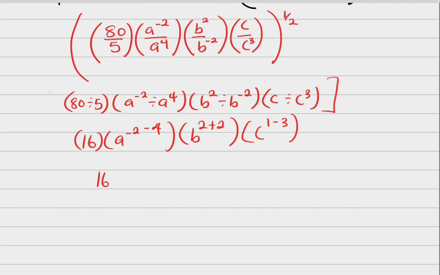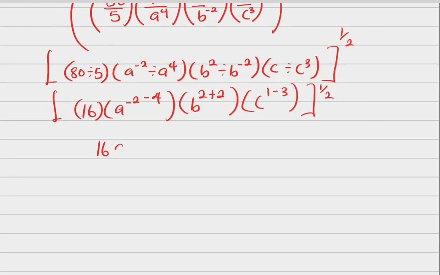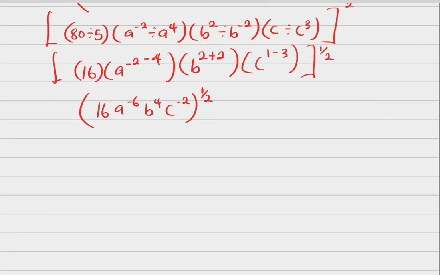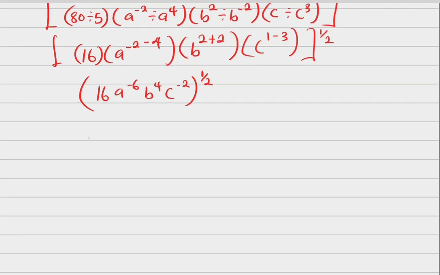My final answer on this note. Remember, don't forget, everything is raised to power 1 over 2, raised to power half here. So it's going to be 16, a raised to power minus 6, then b raised to power 4, then c raised to power minus 2, everything raised to power half. Now remember that law we talked about, indices in brackets, is going to play here. This is going to be 16 raised to power 1 over 2, then a raised to power minus 6 raised to power 1 over 2, then b raised to power 4 raised to power 1 over 2, then c raised to power minus 2 raised to power 1 over 2.